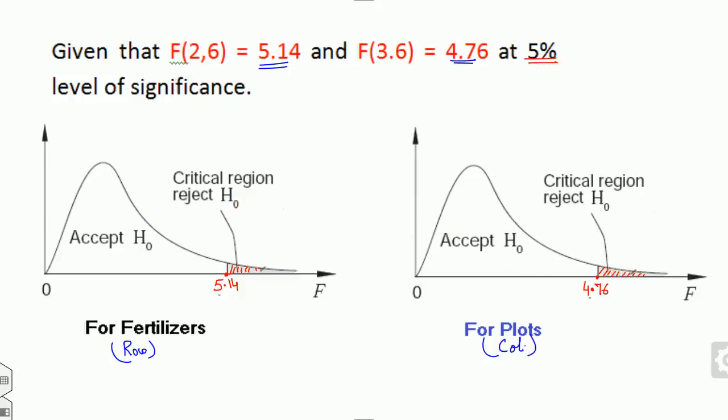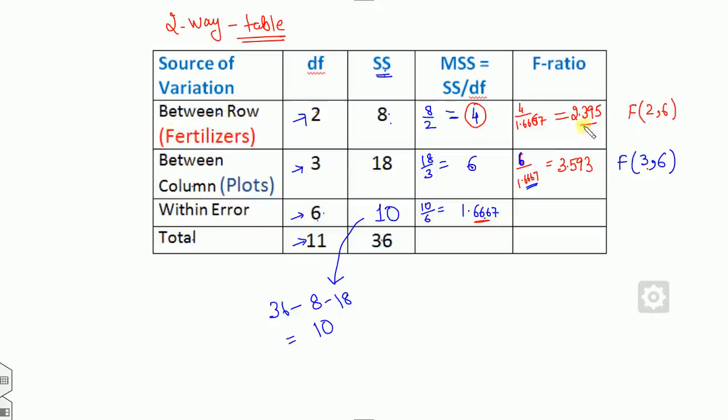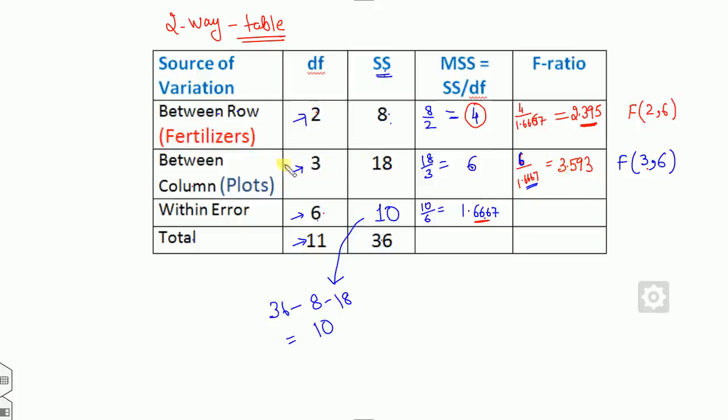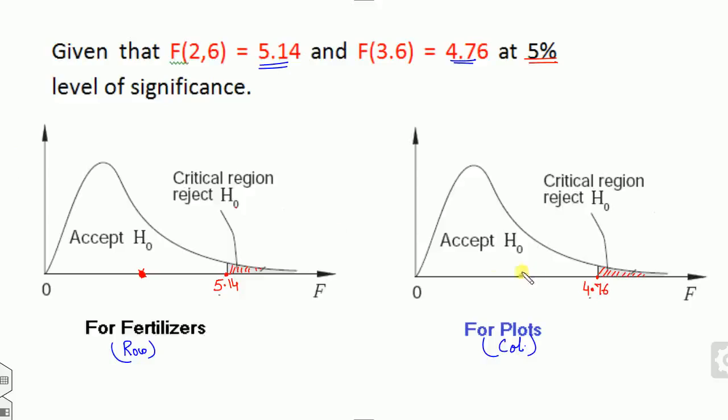So what is the value for the row? 2.395. So where it lies, for the row 2.3 lies here, while for the second one, 3.5 for the column, 3.5 again lies here. It means in this case H0 is accepted. Okay, so it means your H0 is accepted. So what is H0? That is all are same.